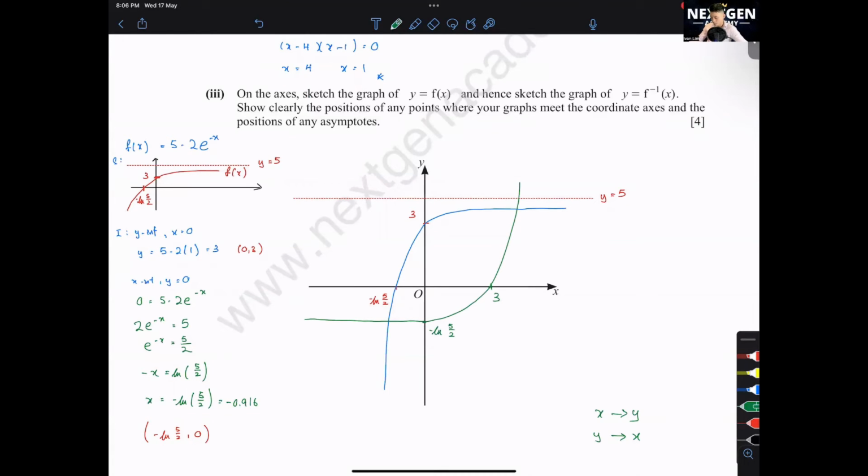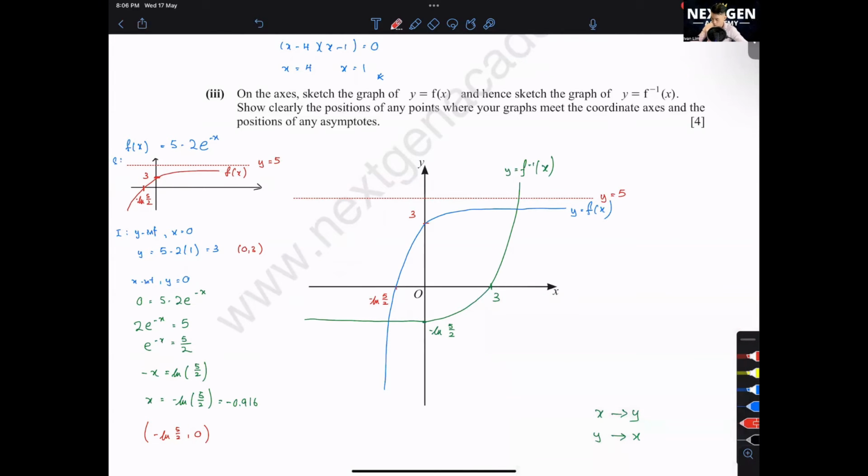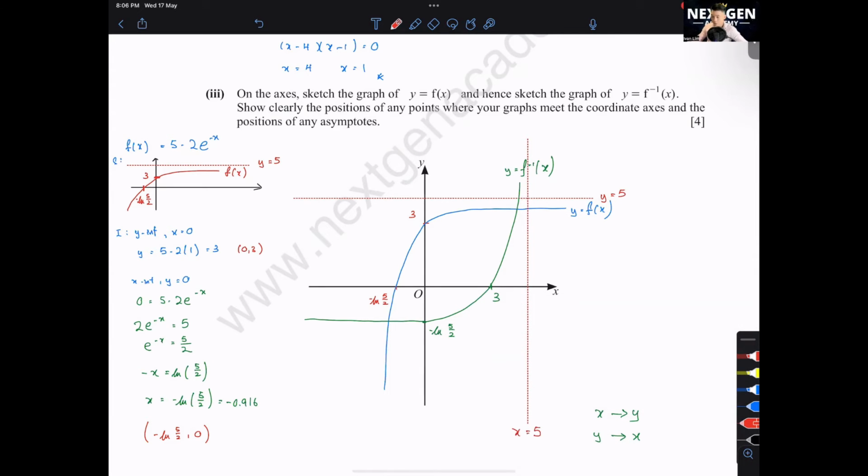And what will happen also to my asymptote? Let me plot out this one now. This is y equals f inverse x. Then this one is y equals f(x). Another thing that we need to know is also the asymptote for this one. So here it was y equals 5, now it will be x equals 5. Okay, x equals 5, here. This is how we get the 4 marks.